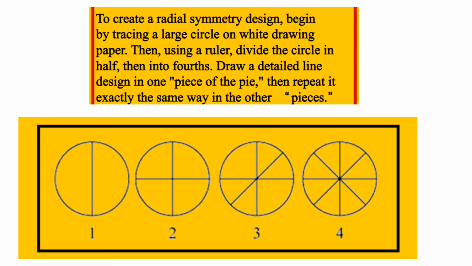To create a radial symmetry design, begin by tracing a large circle on white drawing paper. Then, using a ruler or some kind of straight edge, divide the circle in halves, then into fourths. Draw a detailed line design in one piece of the pie. Then repeat it exactly the same way in the other pieces, so that all 6 pieces or all 8 pieces are identical when you're finished.